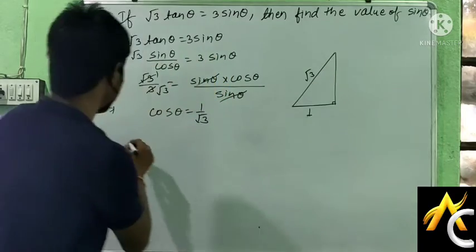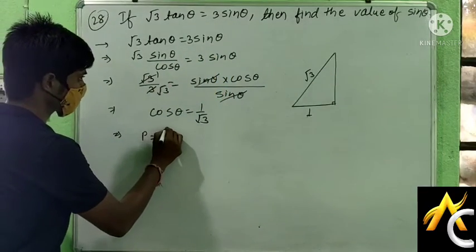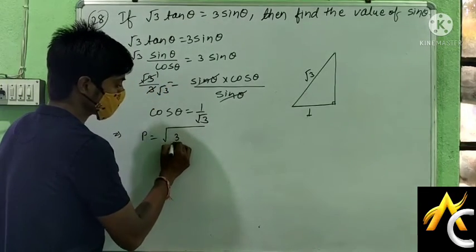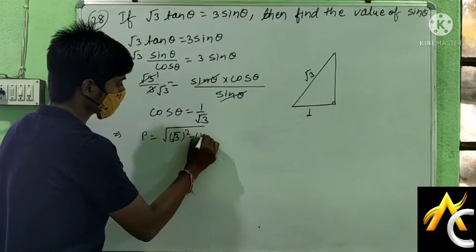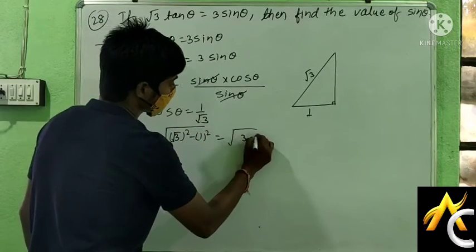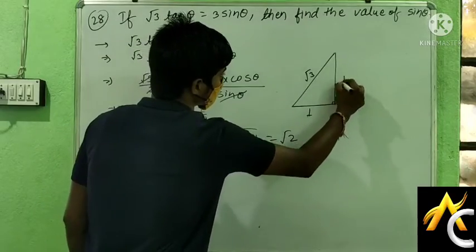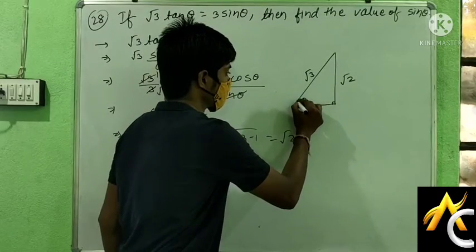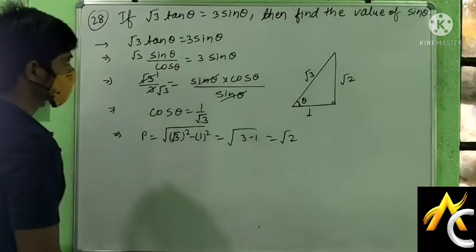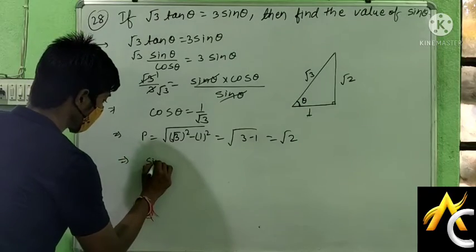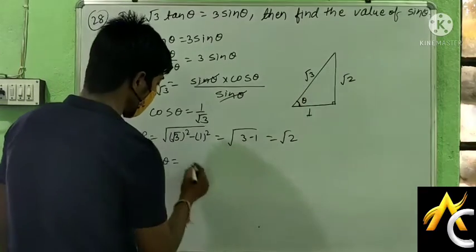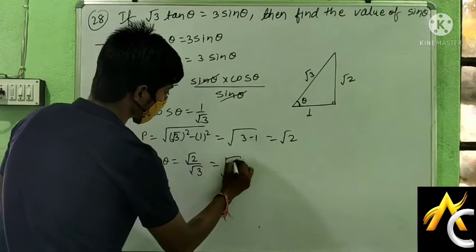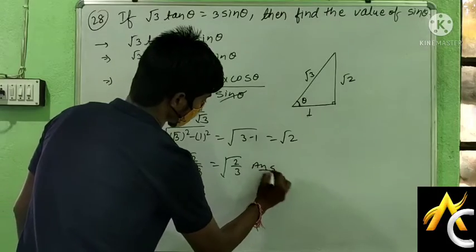That implies what will be the value of p? Root under h square minus b square, that is root under 3 square minus 1 square, equal to root under 3 minus 1, equal to root under 2. Simple. Now we have p, b and h all. This is theta. So sin theta will be equal to p by h, means root 2 by root 3, means root under 2 by 3 is your answer.